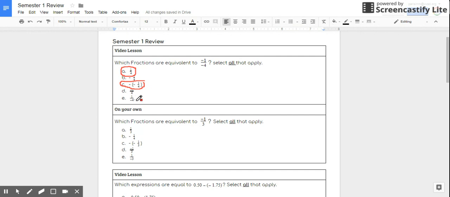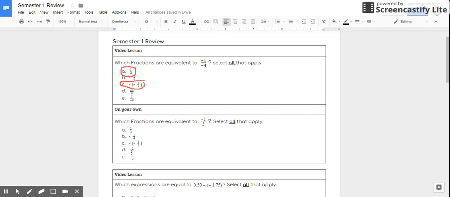So now the next one says, which fractions are equivalent to -1 over 3? Select all that apply. So I want you guys to take a second and think about this as division. We have a -1 divided by a +3. So we should know what the outcome is. I want you to take a second and then select your answers. Make sure you select all that apply.